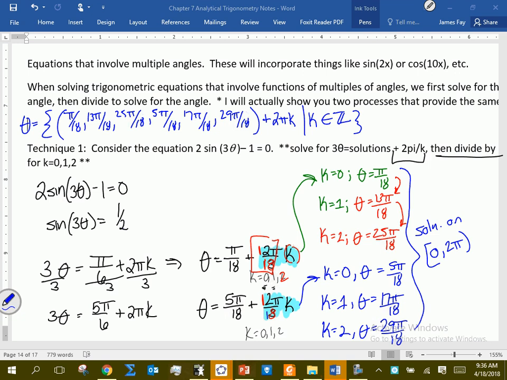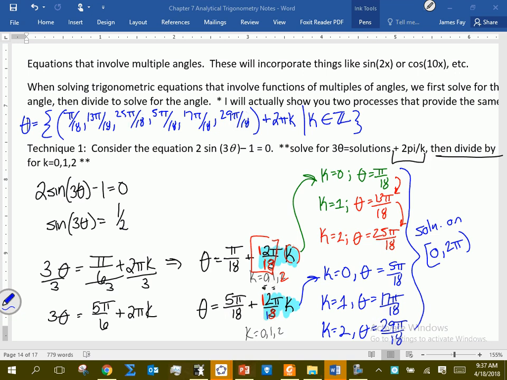WebAssign, I believe they want you to type in pi over 18 plus 2 pi k, comma, 13 pi over 18 plus 2 pi k, comma, 25 pi over 18 plus 2 pi k. Okay? Use your cut and paste tools to maybe do that a little bit quicker. All right? Can we do that? So that's one technique.